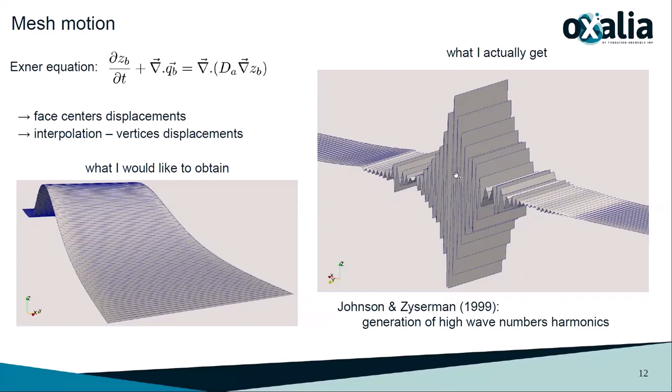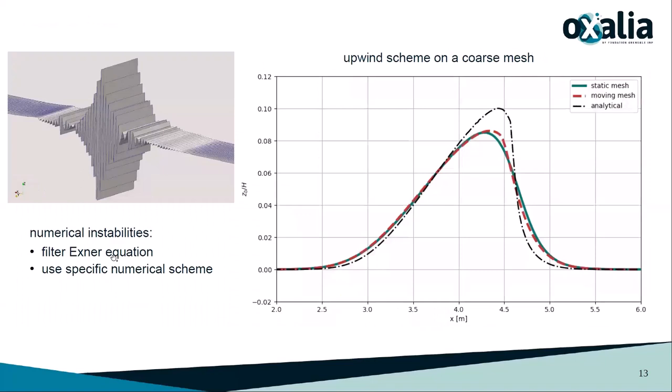And actually, I've been looking a bit in the literature, and it's normal. The Exner equation generates high wave harmonics, and at some point they make the simulation crash totally. That's inherent to the Exner equation. So at this point, I have two solutions: either I filter the Exner equation, or I use a specific numerical scheme to not allow those harmonics to appear and make my simulation crash. And it doesn't always crash. If I use, for example, an upwind scheme with a sufficiently coarse mesh, it doesn't crash because the numerical diffusivity of the upwind scheme won't allow it, but then it's not accurate enough.